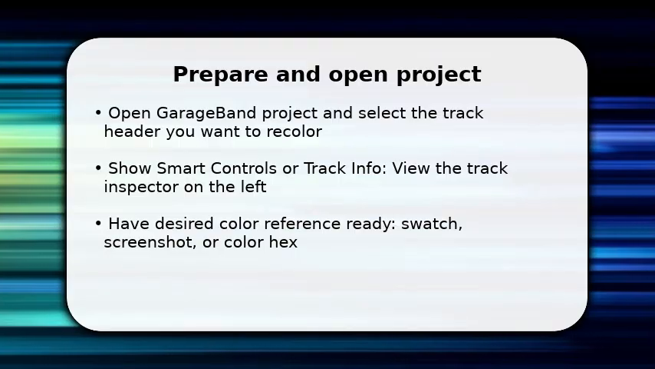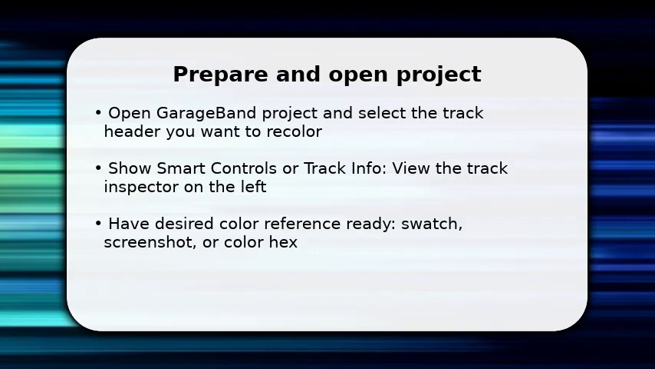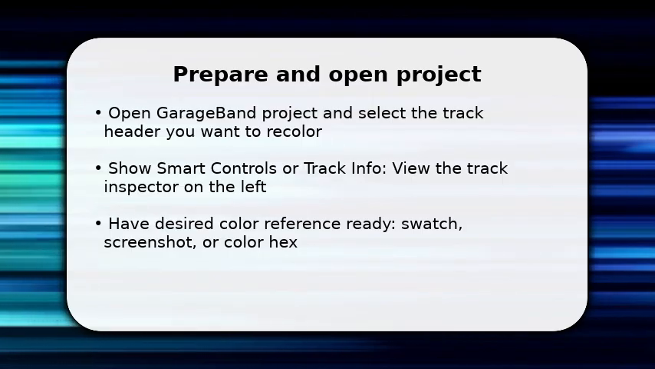You already have Garageband open. Select the track header for the region you want to recolor. First action, reveal the track inspector by clicking the track name or pressing the shortcut to show track controls. Once visible, locate the color or track icon area in the inspector. You're prepping the exact target so changes apply only where you want them.